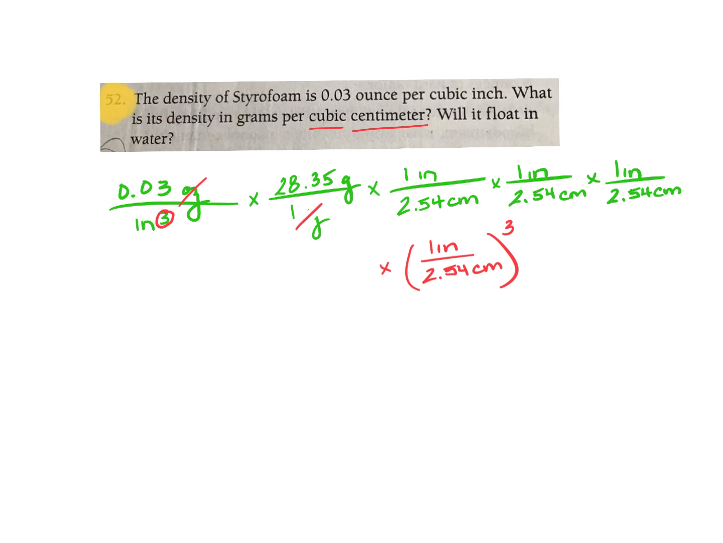And then they ask you if it will float in water. Well, the density of water is 1 gram per cubic centimeter. So if yours is less dense than water, if it comes out less than 1, then it will float. But if it comes out greater than 1, it's more dense than the water, then it will sink.